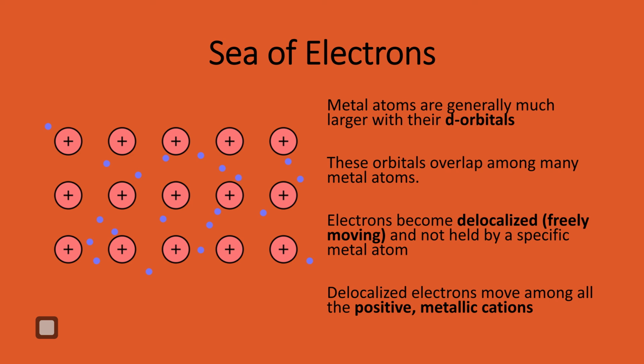They're clearly moving around all of the metal ions. So we call this a sea of electrons because it's like I have the metal and I'm pouring all these electrons over them. That's keeping them together. So the key words for metallic are the sea of electrons and delocalized electrons.